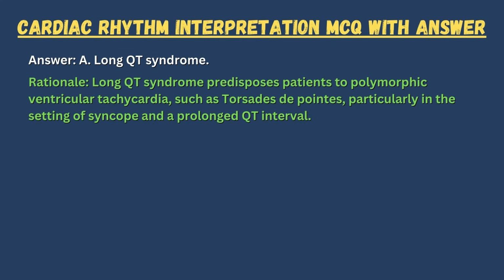Answer: A. Long QT syndrome. Rationale: long QT syndrome predisposes patients to polymorphic ventricular tachycardia, such as torsades de pointes, particularly in the setting of syncope and a prolonged QT interval.